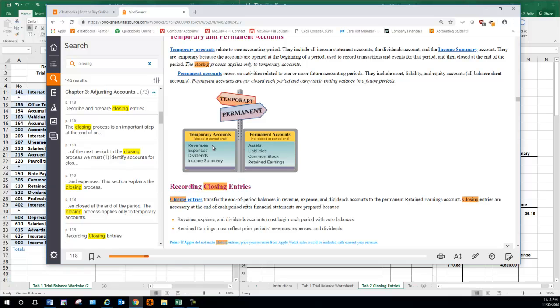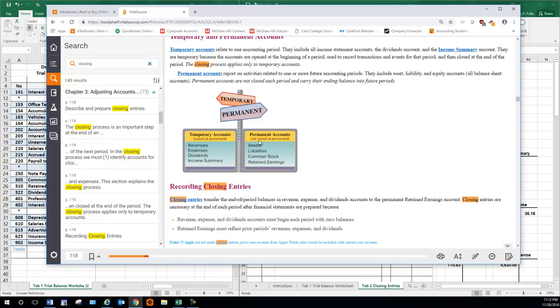And so we're going to close the revenues and the expenses to zero. We're going to close the dividends to zero. I'll show you how to do that. And then we're going to close income summary to zero. So all of these get closed at the end of the period so that they may start the new period at zero and start accumulating again. These accounts over here, revenues and expenses, are on our income statement, and we have dividends on our statement of retained earnings. Everything here is on our balance sheet.